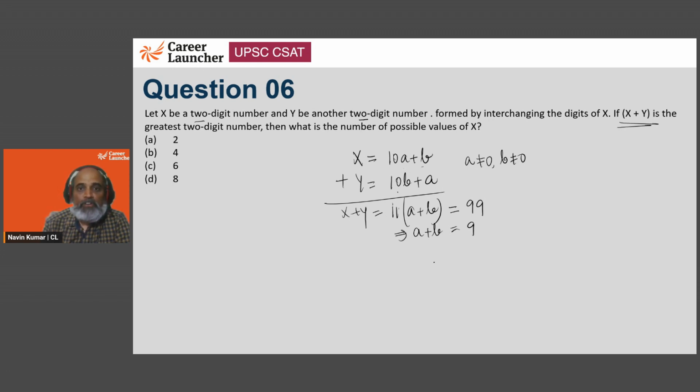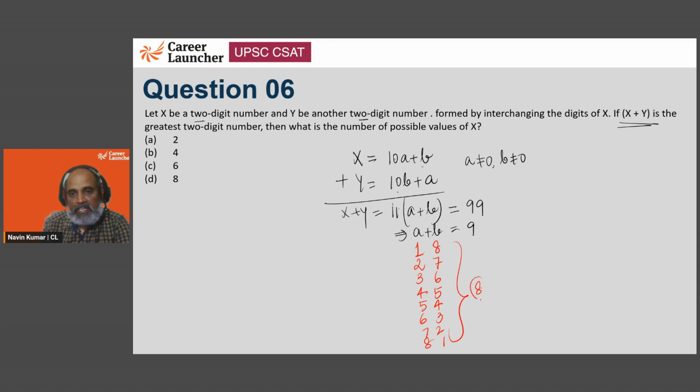Now, what is the number of possible values of x? Well, we can write a as 1 and b as 8. We can write a as 2 and b as 7, 3 and 6, 4 and 5, 5 and 4, 6 and 3, 7 and 2, 8 and 1. So if we count, these are 8 values that we can write. We can't take 0 and 9 because a being 0 is not allowed and b being 0 is not allowed. So 0, 9 or 9, 0, neither will work. So we are going to have 8 answers. And there is no option bigger than 8. It's not like that we are missing out on something.